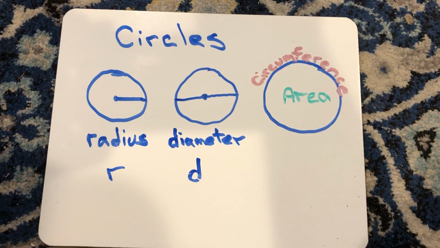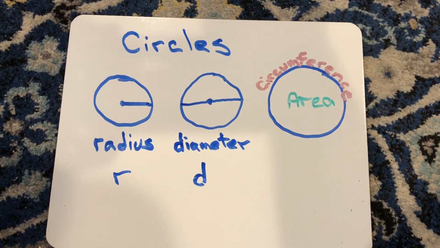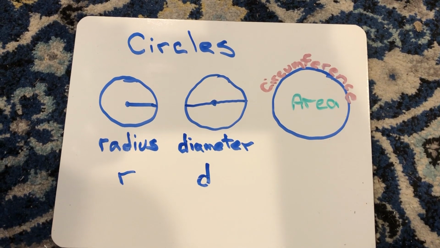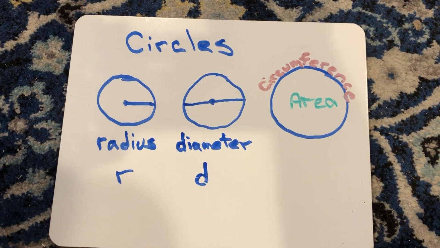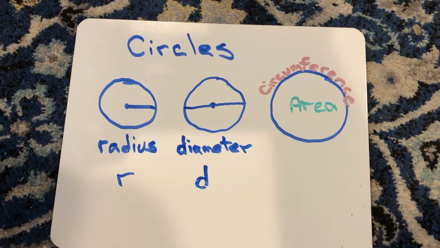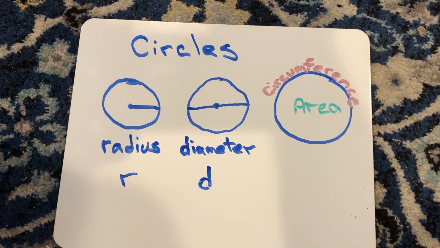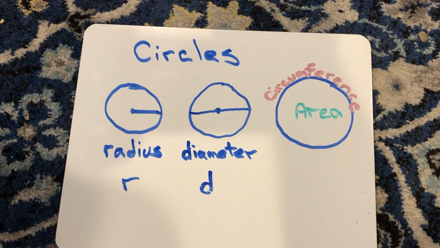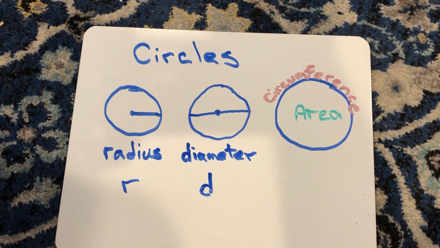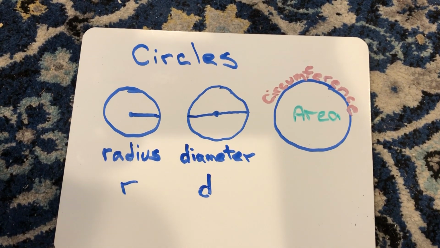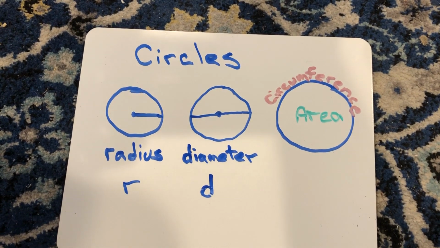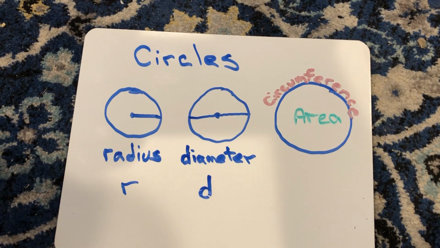The second is the diameter. The diameter goes from one side of the circle to the other, but it has to go through the center. Now that's also convenient because that makes the diameter made up of two radii, one going to the left and one going to the right. So the diameter is always going to be twice as big as the radius, and vice versa. The radius is always going to be half the size of the diameter.